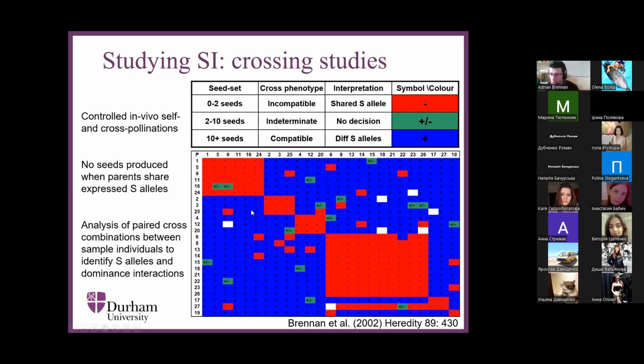And so we can start to learn about the S allele diversity of populations from these results. You can count the number of incompatibility blocks to find out how many S alleles there are in your population. You may learn about dominance interactions between S alleles. This individual, for example, expresses 2 S alleles as one sex, and only one S allele in the other. You can do that for different species and for different populations to understand their S allele diversity.